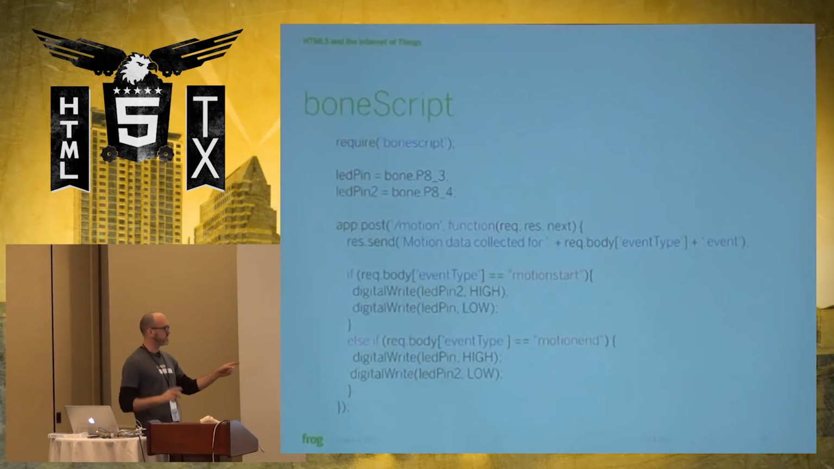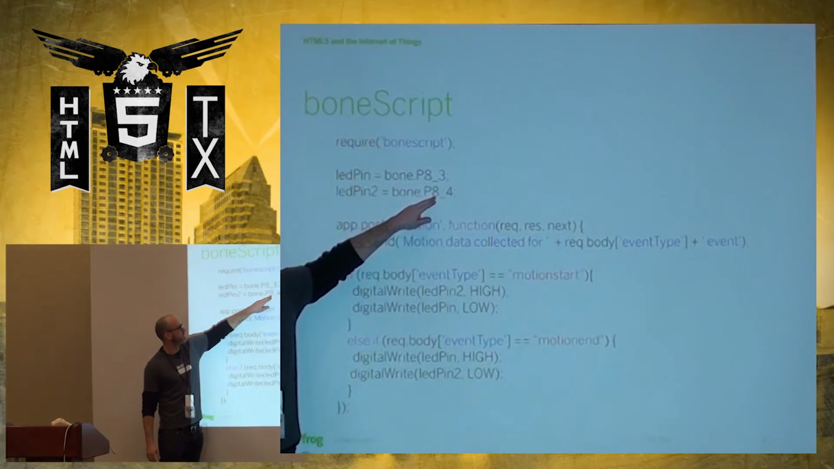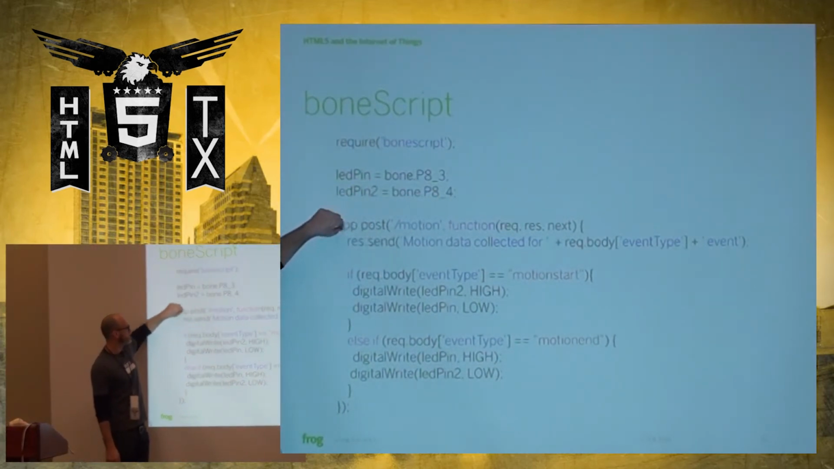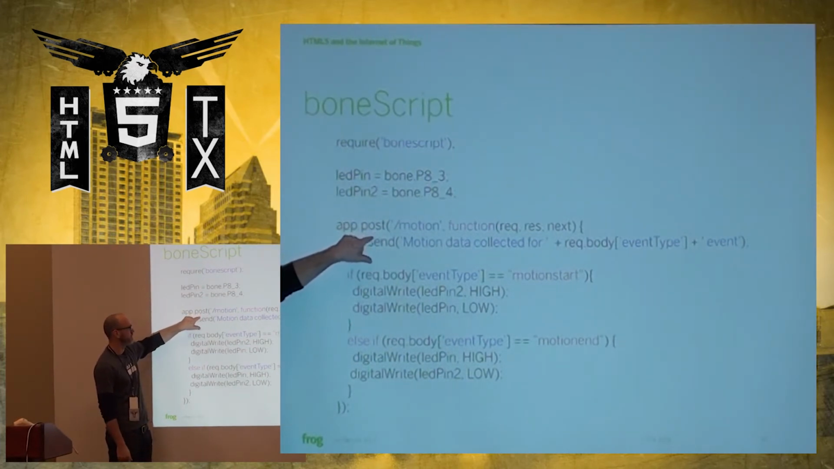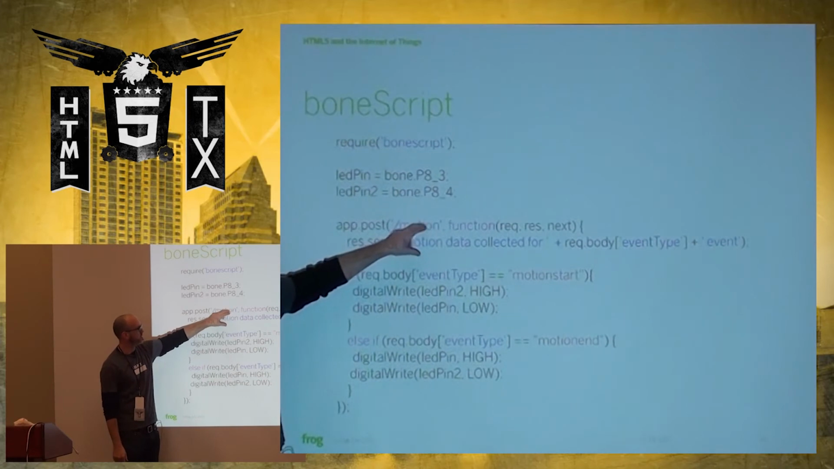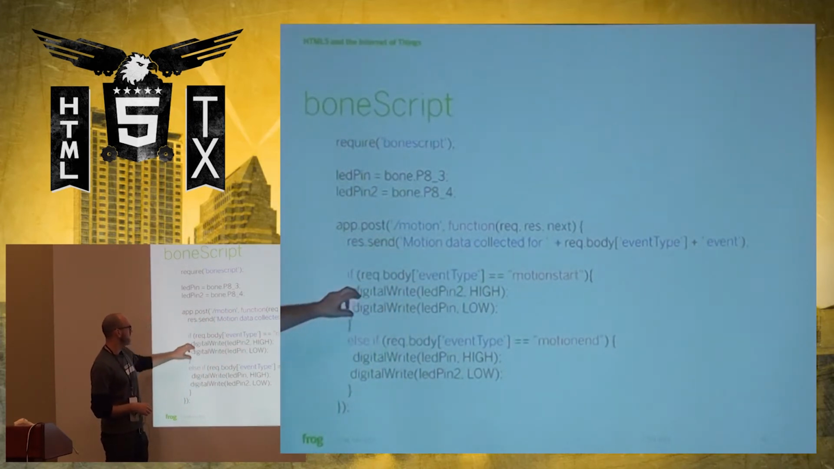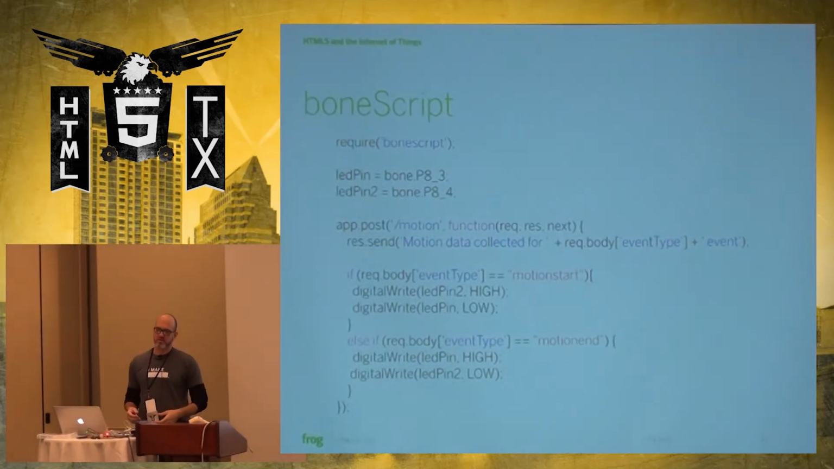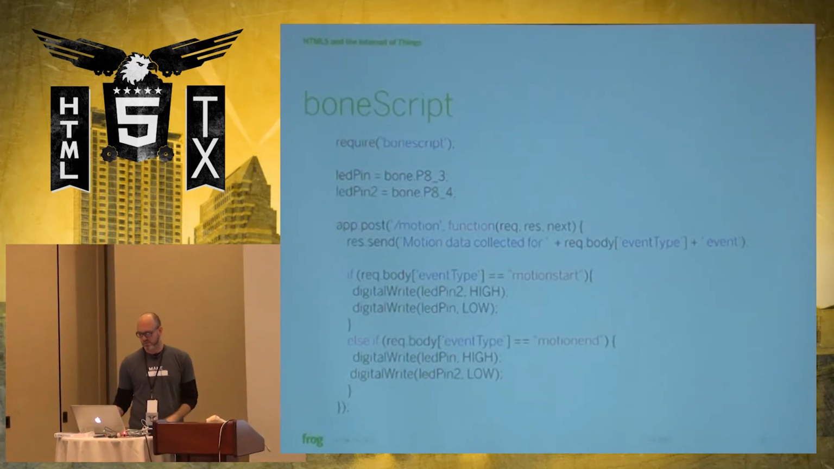Now, BoneScript runs on the Beaglebone and looks very similar. Here's how you access the pins on the Beaglebone, and I've got those two LEDs. This is an Express app running on the Beaglebone, and it's sitting waiting for a post. This is your route. I push data over here. I respond with, hey, I got your motion data. And then I change the pins based on the type of data that was pushed to it. There's two pieces of data, a motion start and a motion end.